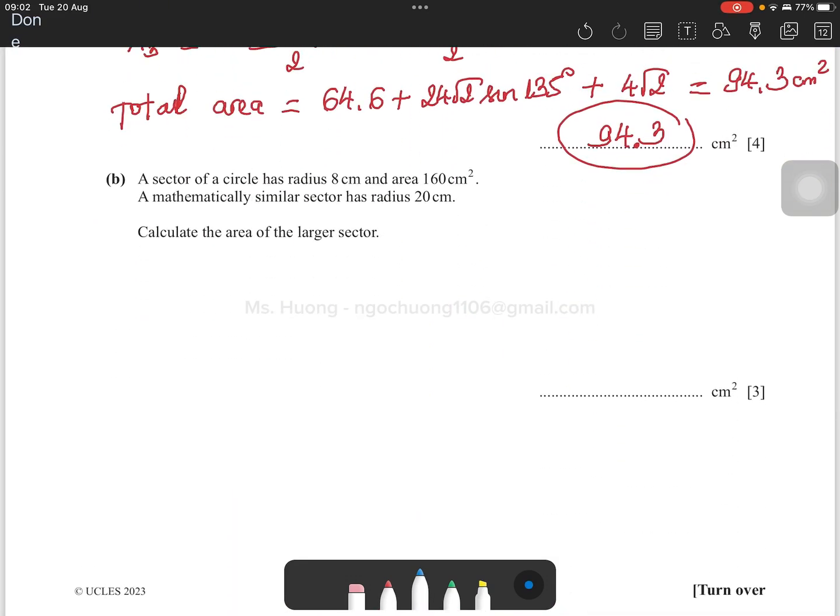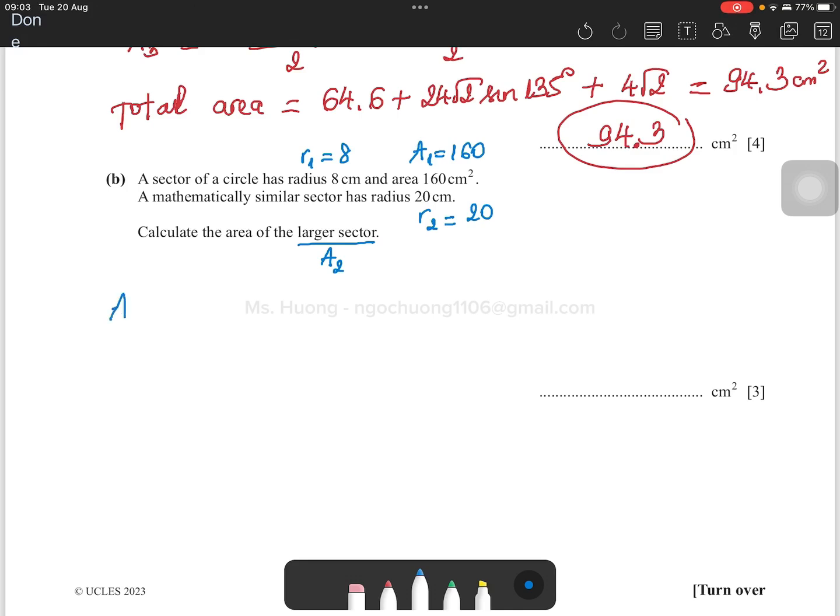Question B. A sector of a circle has a radius 8 centimeters. So the radius is 8 and area 160 square centimeters. A mathematically similar sector has radius 20 centimeters. So the second radius is 20 centimeters. Now calculate the area of the larger sector, which means we want to calculate the area of the second shape.